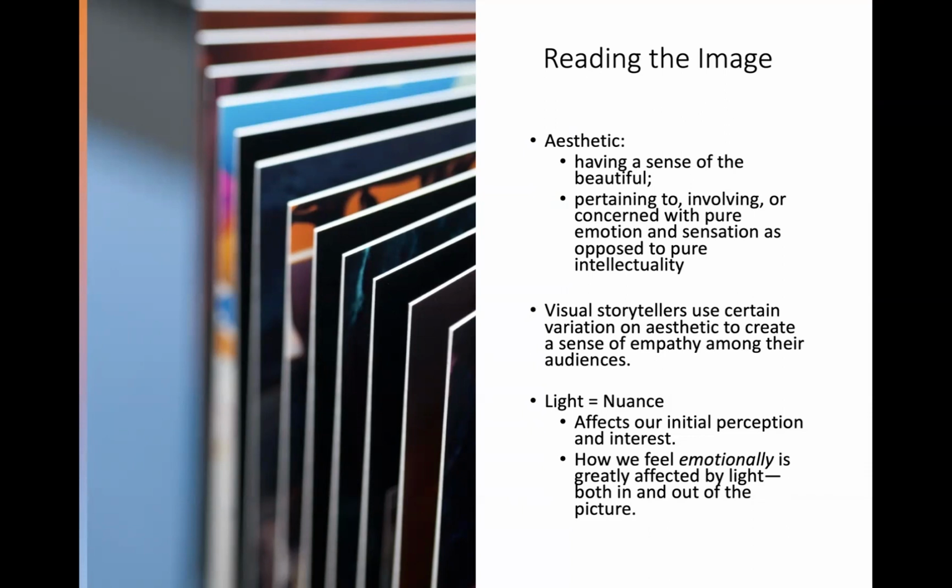Visual storytellers use all sorts of different aesthetic means to really bring a sense of empathy to their audiences, to really make them feel something. It's not just about giving the information, but we want to connect with them. And light does that in a very nuanced way. So it affects our initial perception and interest. Lighting really has an impact on us, and it impacts how we feel emotionally, both in pictures and in real life. So think about a sunset versus being blinded in the middle of the day, or fluorescent lighting versus soft mood lighting. All these things really have an impact on how you feel.